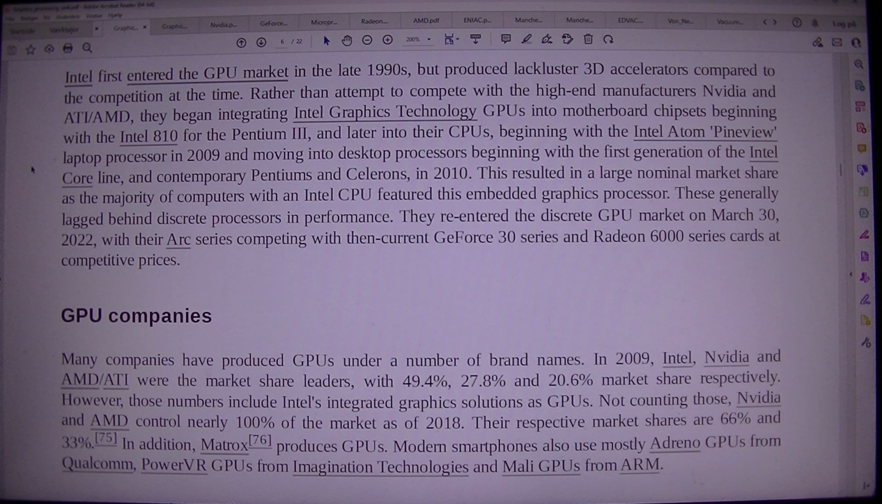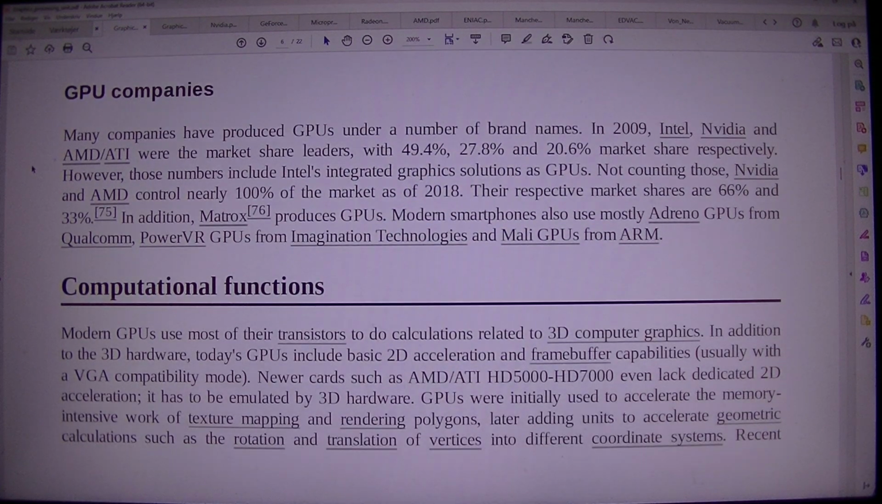GPU companies. Many companies have produced GPUs under a number of brand names. In 2009, Intel, Nvidia and AMD/ATI were the market share leaders, with 49.4%, 27.8% and 20.6% market share respectively.